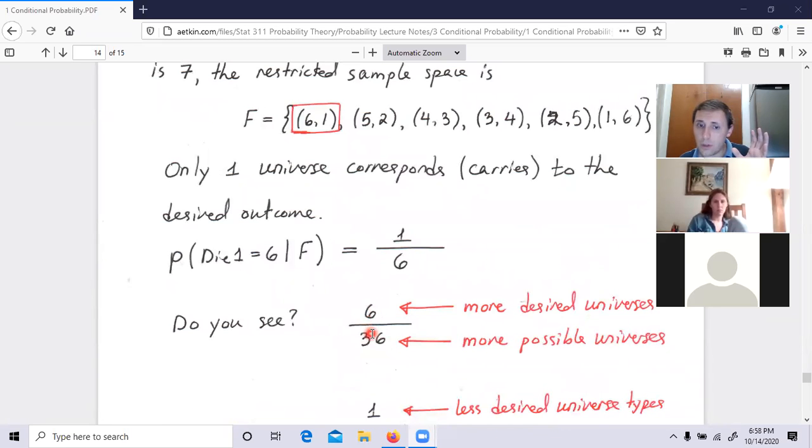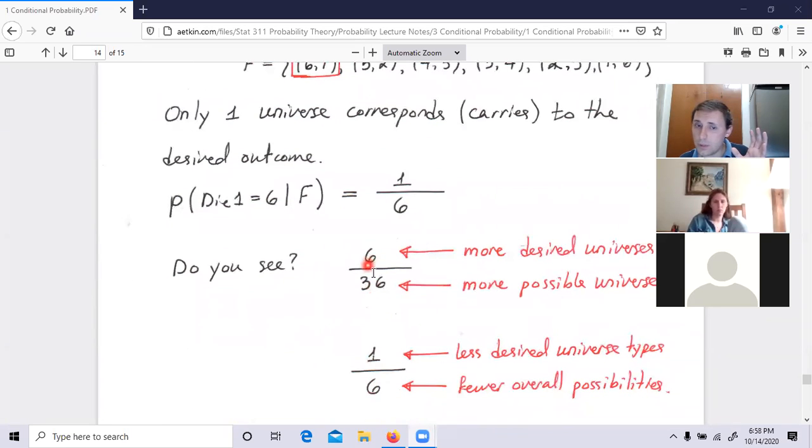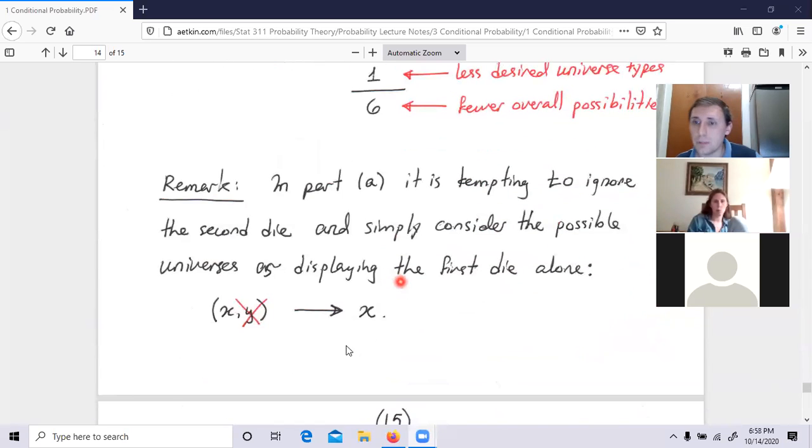So 6 over 36 and 1 over 6. Those are the same number because the ratio is the same, but they express entirely different situations. You see, this one expresses the situation where the potential is limited. Here it's less limited.